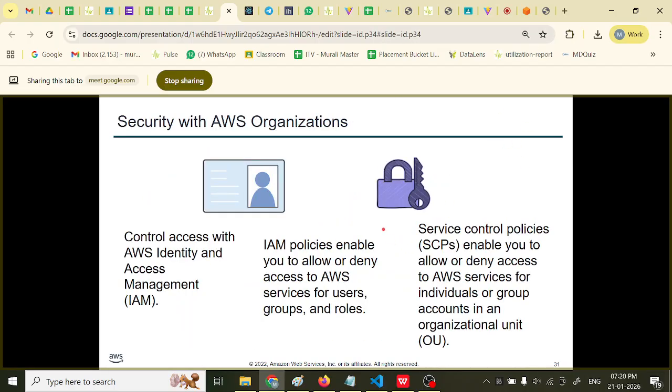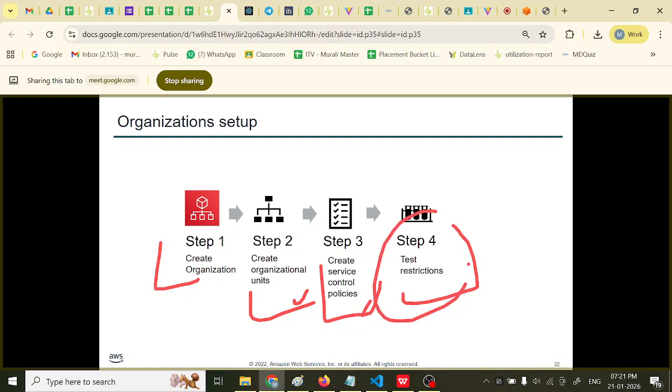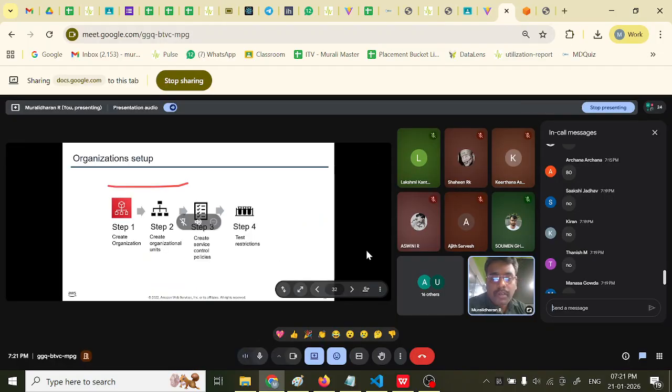Now AWS Organizations, the organizational units, and service control policy. Now how to create this organization? Step 1: create organization, create organizational units, service control policies and test restrictions. For example, I am asking you to collect everyone's email ID and phone number, and I want to get everything in 2 or 5 minutes. How will you get it?